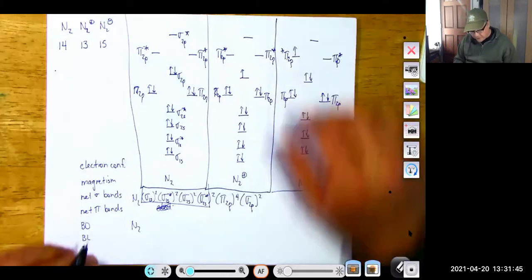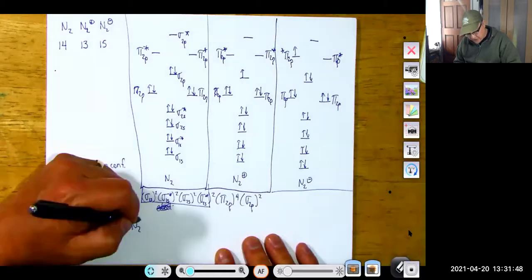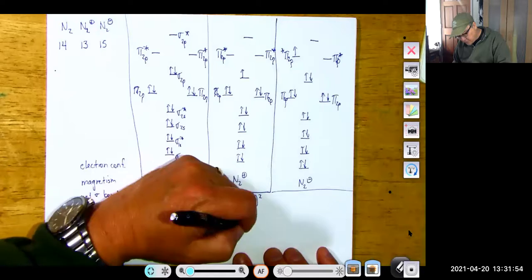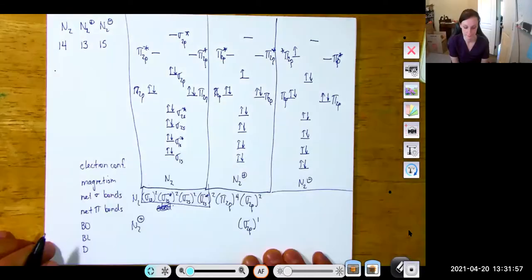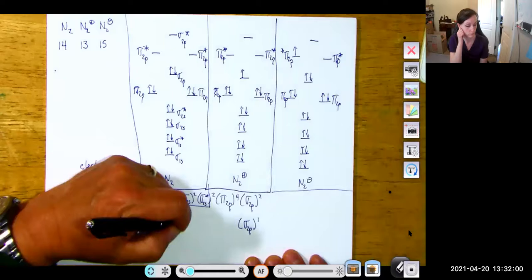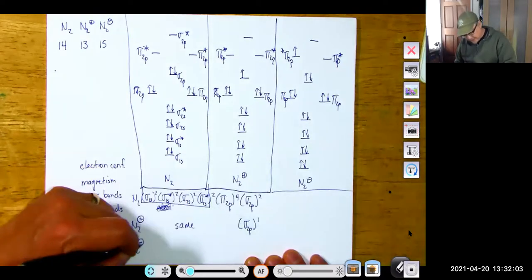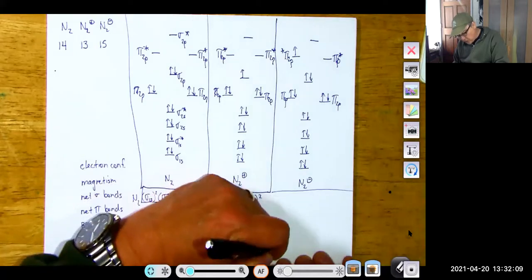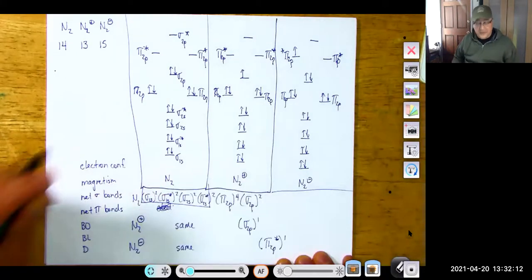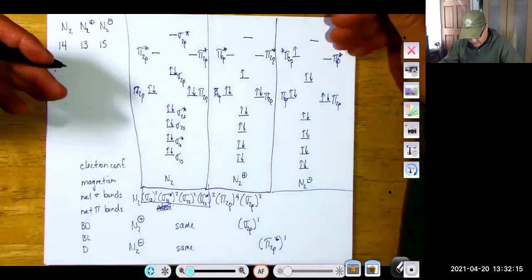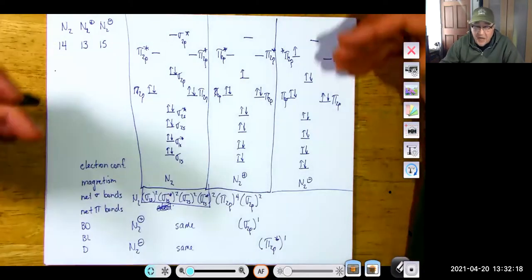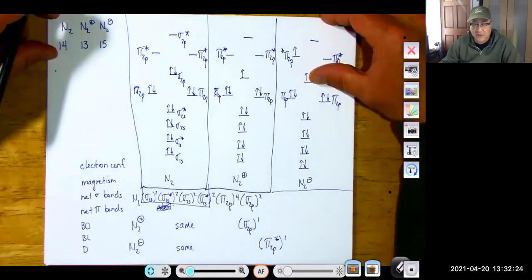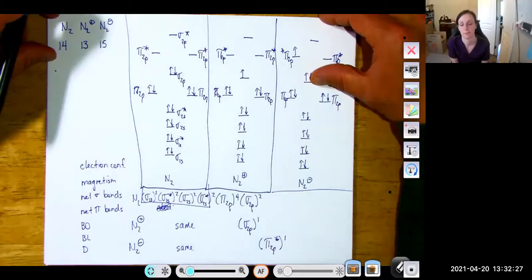Now, just for brevity of instruction, N2 plus is going to be exactly the same, except it's going to be sigma 2p 1. And N2 negative is going to be the same, except it's going to be pi 2p star 1. Now notice in this case, you write the 1 when it's there, because normally we don't write ones, right? But here you want to write the ones.